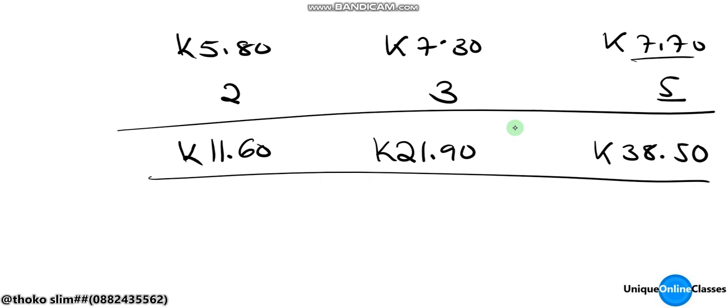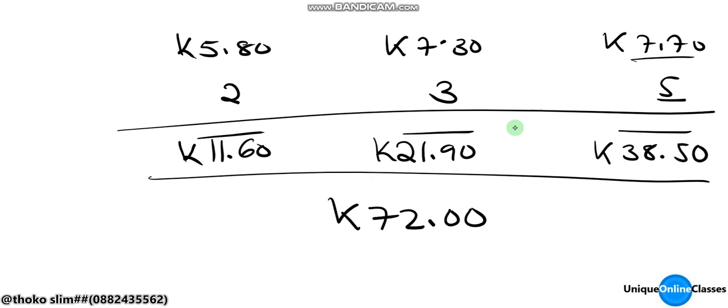So the sum of these: 11 kwacha 60 plus 21 kwacha 90 plus 38 kwacha 50 tambala. The answer is 72 kwacha. That's the total for that mix.